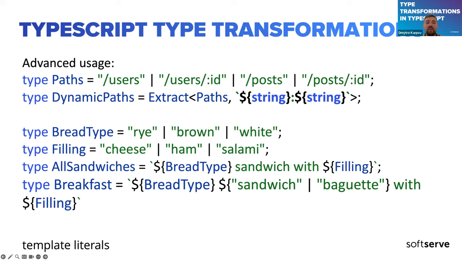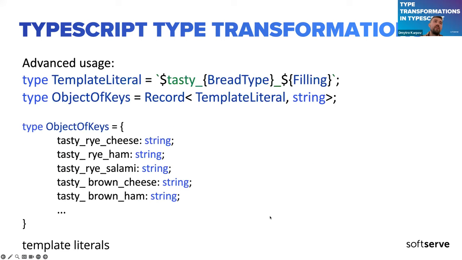So the big takeaway here: we are basically just passing a union type into a template literal, and it automatically expands and gives us back a union type. Maybe this slide will explain it even better. It's kind of advanced usage, but it's the same old template literal.